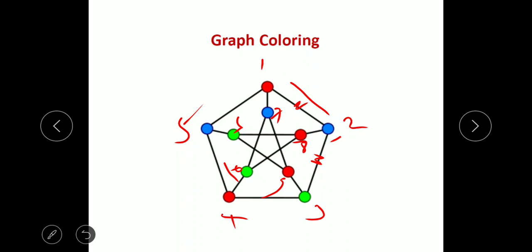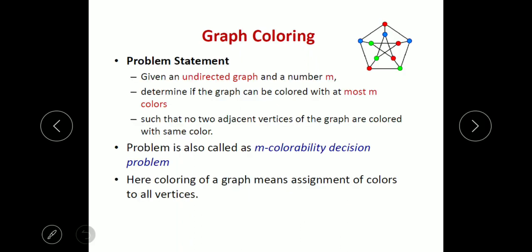Similarly, for this edge, when vertex 2 is colored blue, the other vertex, that is 3, adjacent to 2, is colored green. If you observe throughout the graph, no two adjacent vertices have the same color. So this is known as graph coloring. So how can this be achieved? This problem is also called the M colorability decision problem.